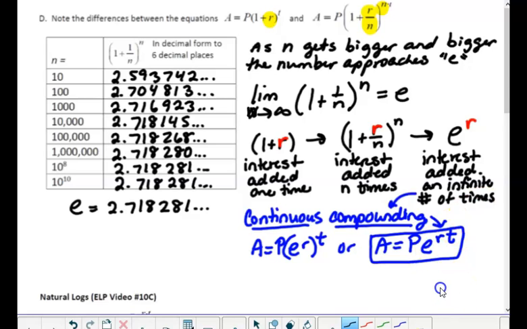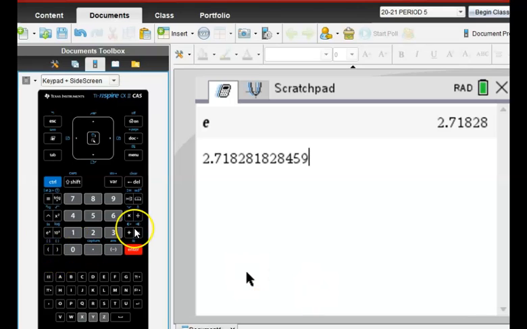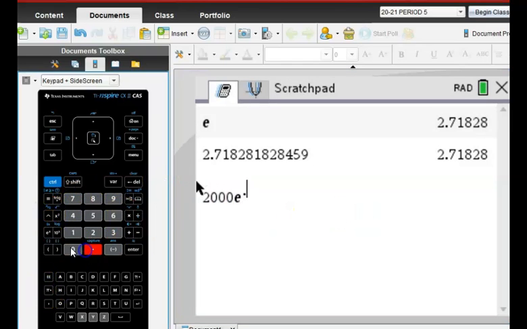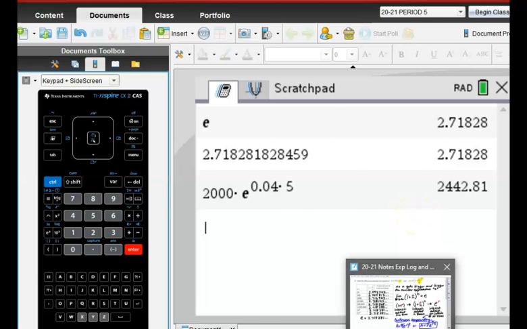Oh, and by the way, if we use that to calculate the interest on our previous problem, and we substituted 2,000 for P and 0.04 for the interest rate and 5 for the number of years, let's just go ahead and do that. We would get 2,000 times e to the 0.04 times 5 power, and we find out we get $2,442.81, which is just 3 cents more than we got when we compounded 365 times per year.